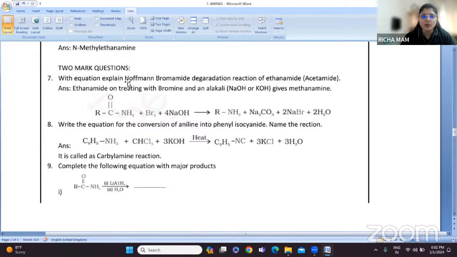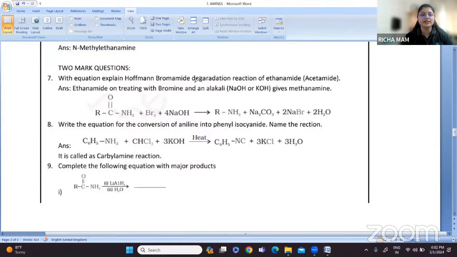With equation, explain Hoffman bromamide degradation reaction of ethanamide. What is this Hoffman degradation reaction? Here we are converting an amide into an amine. It is a degradation reaction, so your amides are converted into amines. What we have taken here is acetamide as the starting reactant.